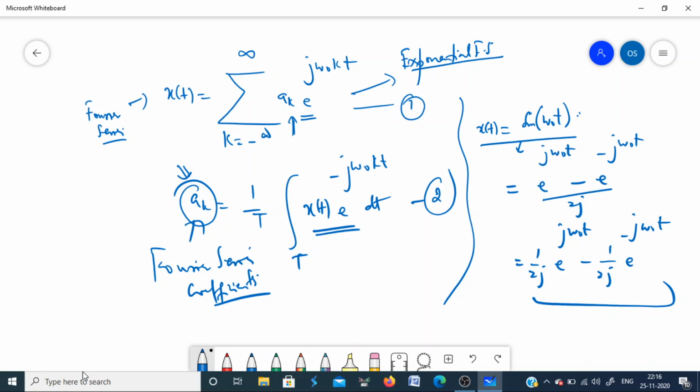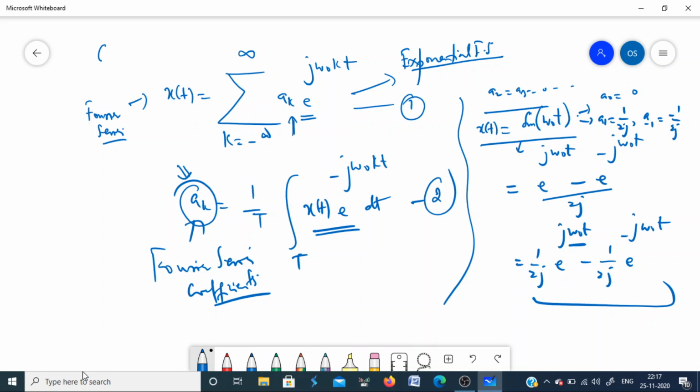So it is already in the form of complex exponentials. Okay, from this you can simply say what a naught, the constant, is: it is 0, because in this expansion there is no constant term. And what is a1? a1 is the coefficient for the fundamental frequency, or first harmonic, that is omega naught t. So a1 in this case is 1 by 2j, and a minus 1 in this case is minus 1 by 2j. Okay, the rest of the coefficients are 0. So a2, a3, everything is 0. So this is the Fourier series for sine omega naught t.